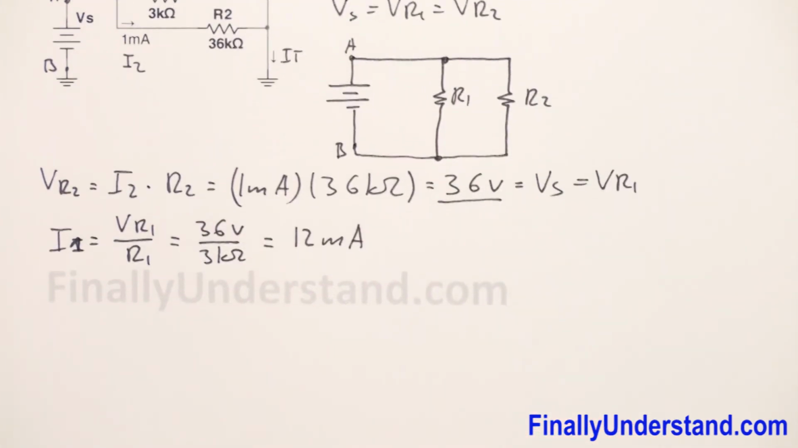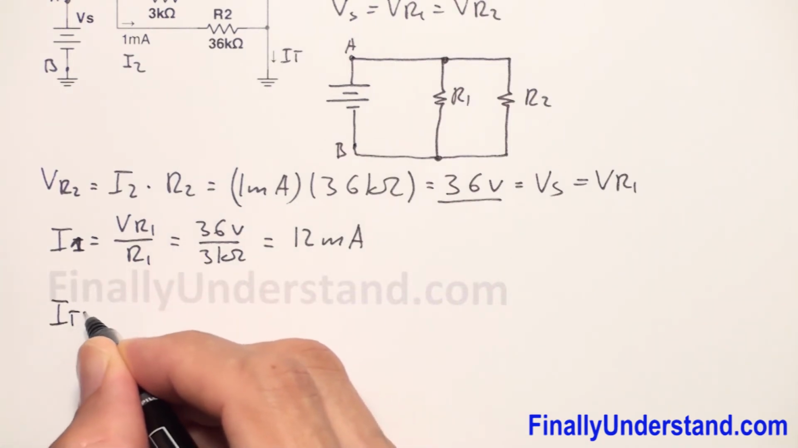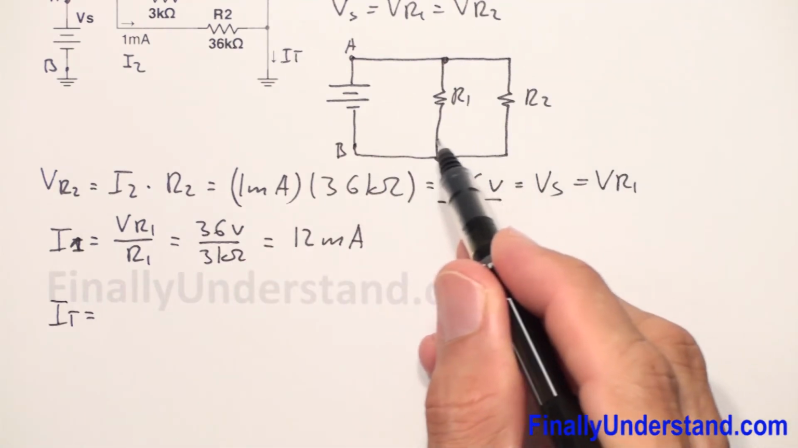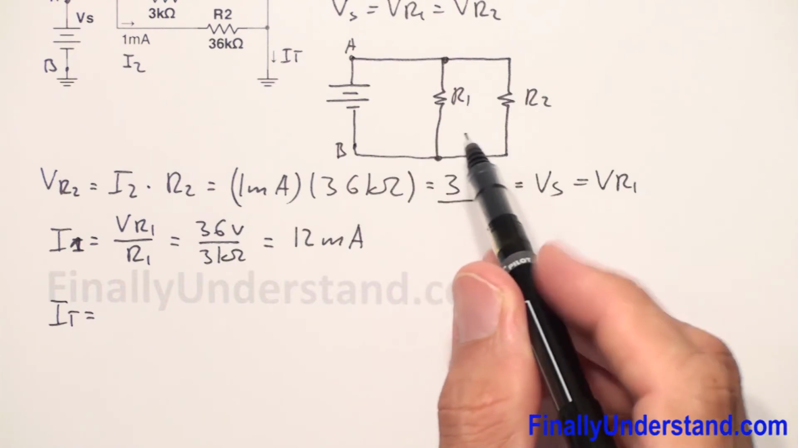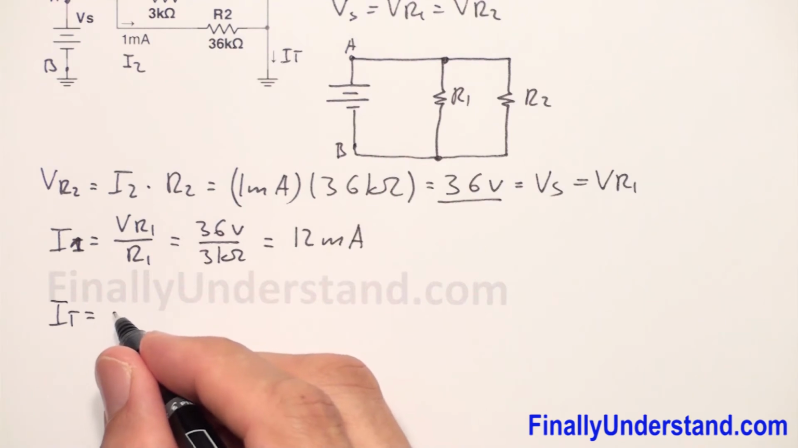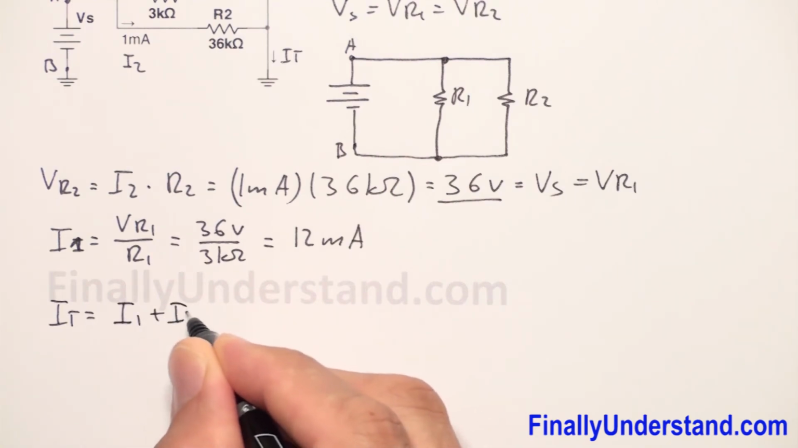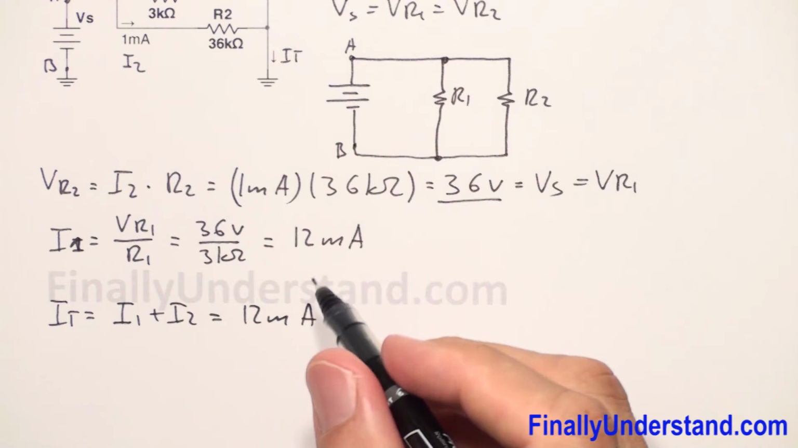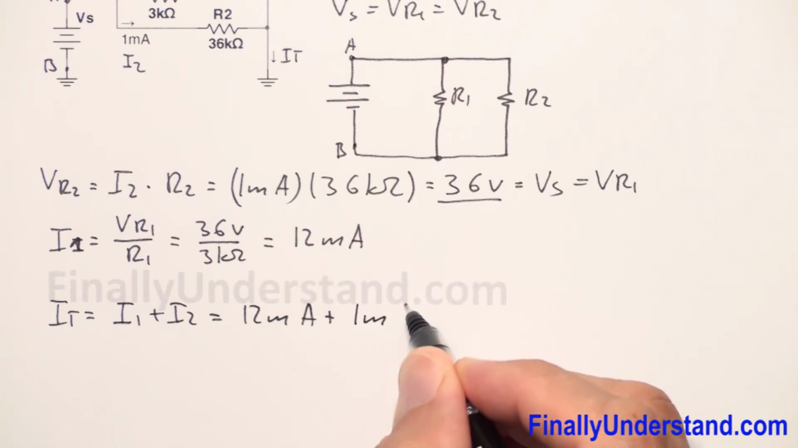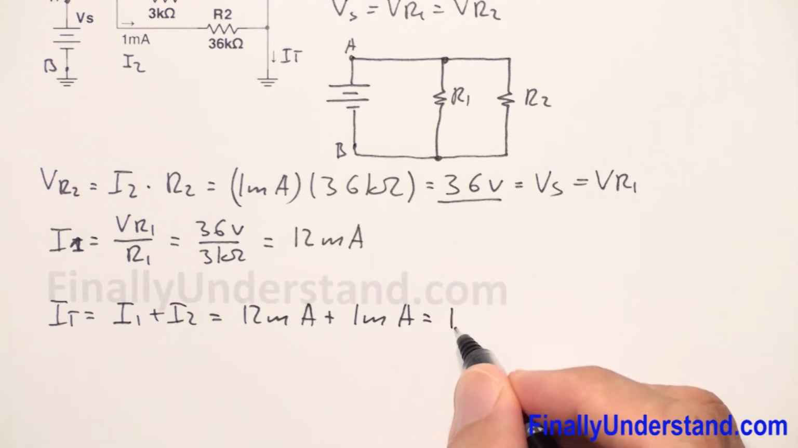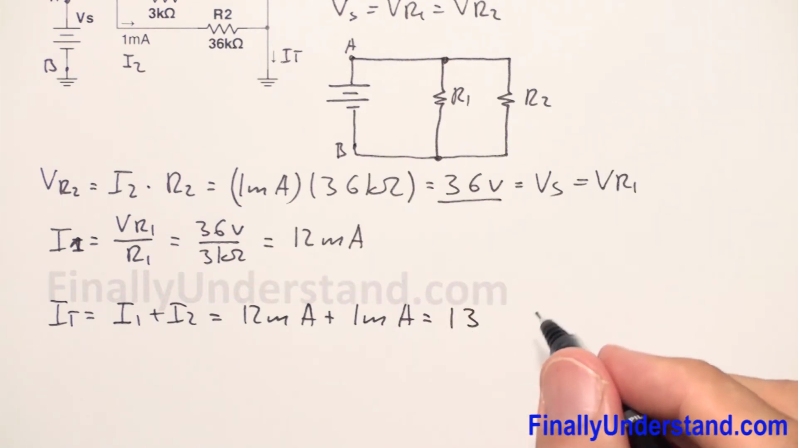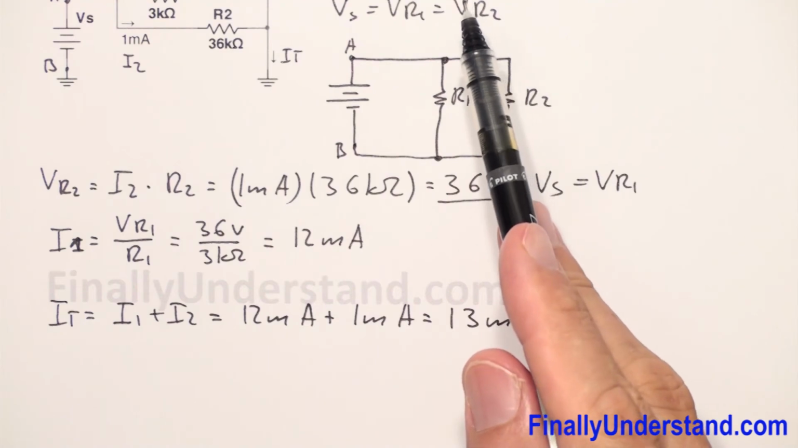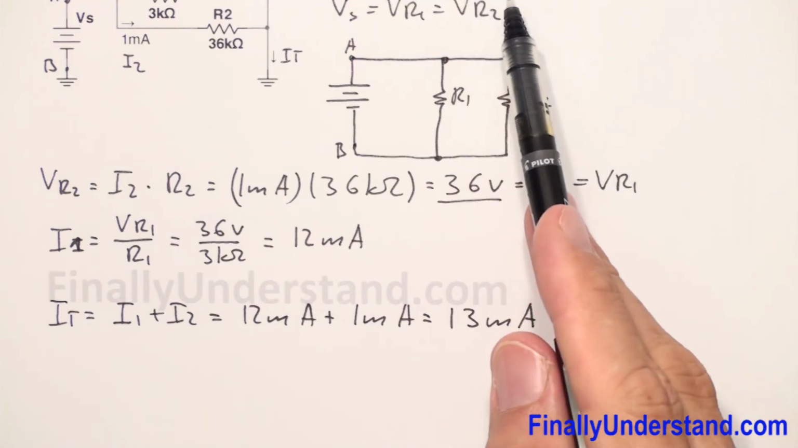If you want to find I total, you're supposed to use KCL. KCL says that total current is equal to the sum of the currents, okay, in the circuit. So it means in this case this is going to be equal to sum of the currents I1 and I2. I1 is equal to 12 milliamps plus I2, which is equal to 1 milliamp. So I total is equal 13 milliamps. Okay, so I found voltage source, I found I total, and I found I1.